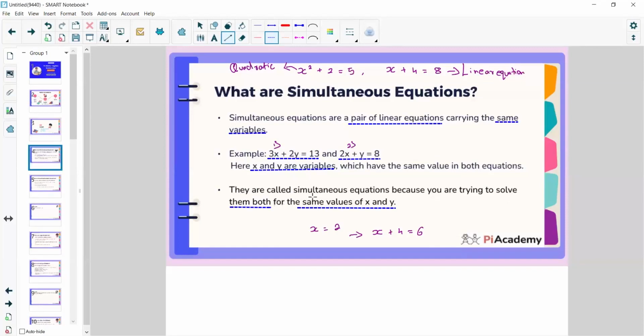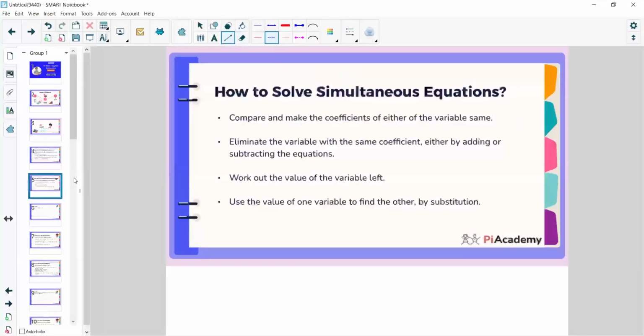And the reason they are called simultaneous equations is because you are trying to solve both the equations, not just one, both the equations for the same values of x and y. Hence, these are called simultaneous equations. So overall, these are a pair of linear equations with two variables which carry the same value. Okay, that's it. Now let's see how we solve these simultaneous equations.